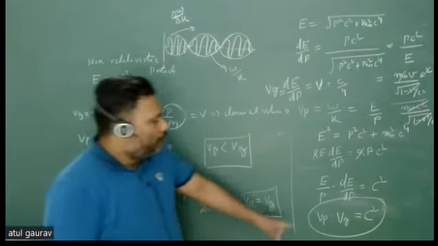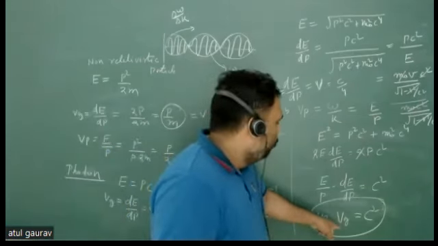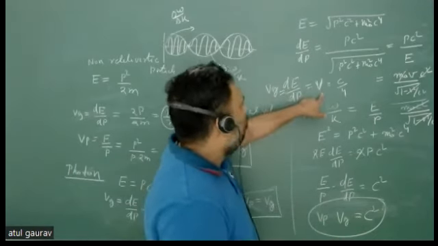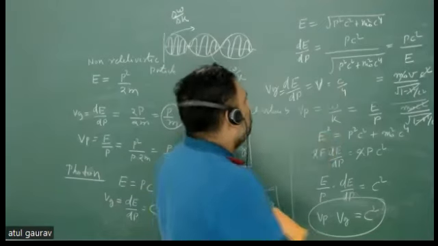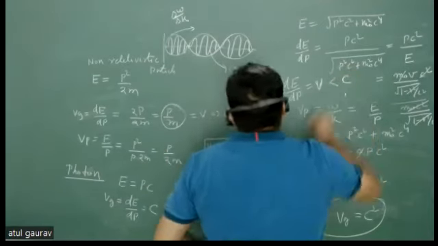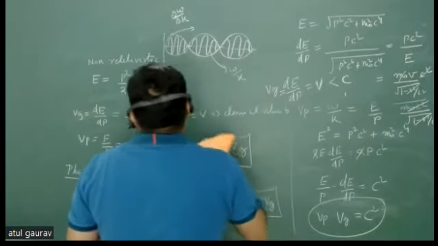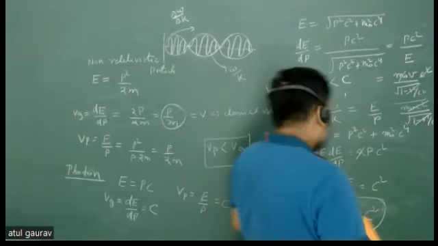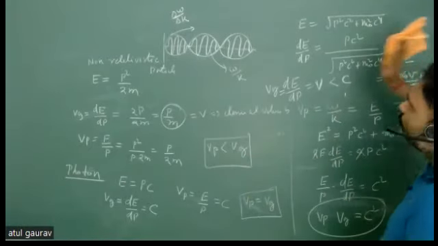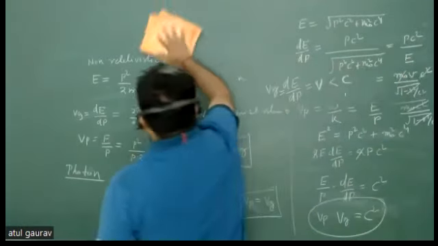And now, if we take here Vp into Vg is equal to C square, and Vg is nothing but the velocity of the particle, which is less than C. Yes? This V is always less than C. So now, let us use this space. Where should I use it? I will use it here. We will talk about this later.